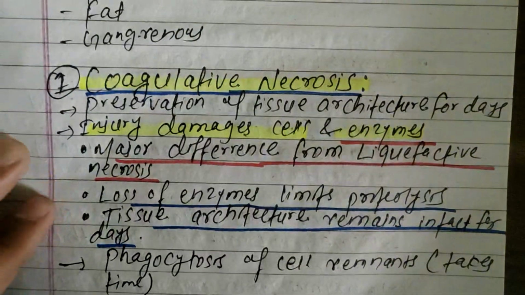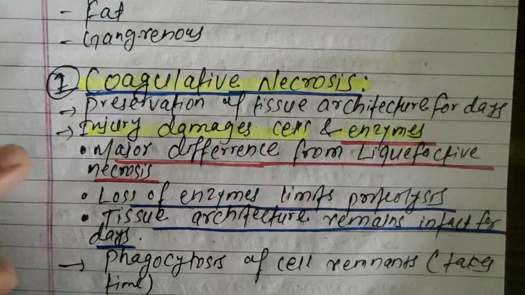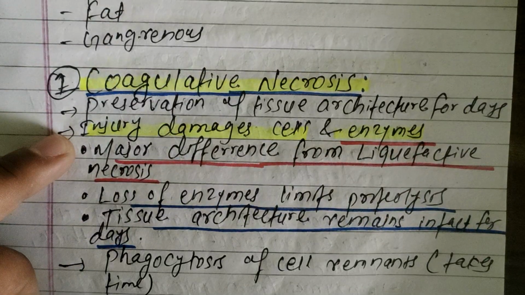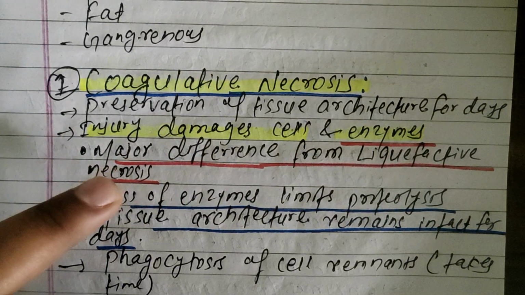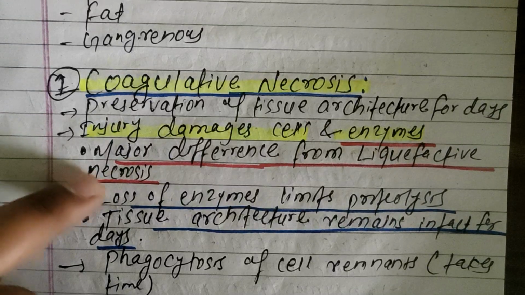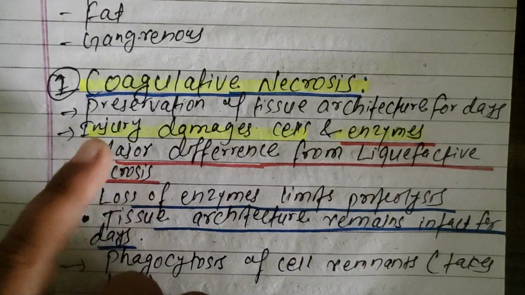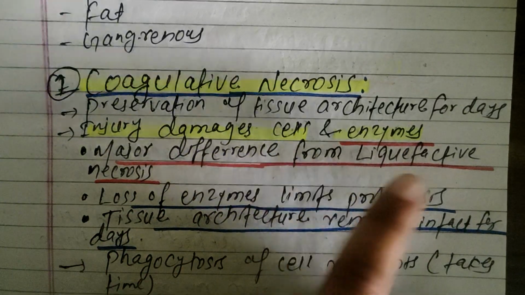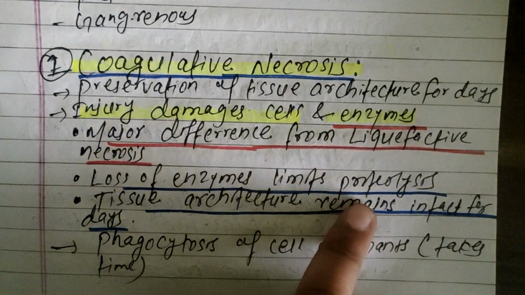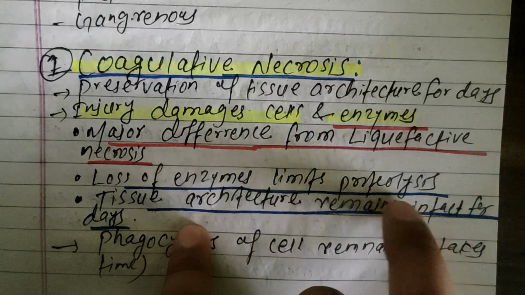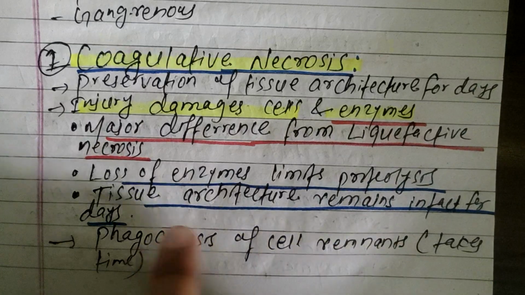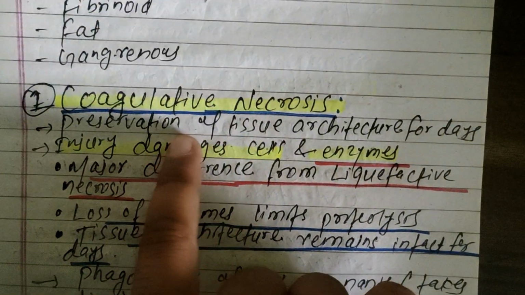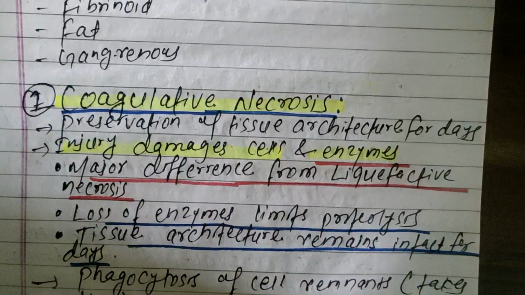Now, in coagulative necrosis, there is a preservation of tissue architecture for days. Injury damages the cells and the enzymes. So the major difference from liquefactive necrosis is that coagulative necrosis damages the cells and enzymes. So there is a loss of enzymes. It limits the proteolysis, and due to the loss of enzymes that limits the proteolysis, the tissue architecture remains intact for many days.